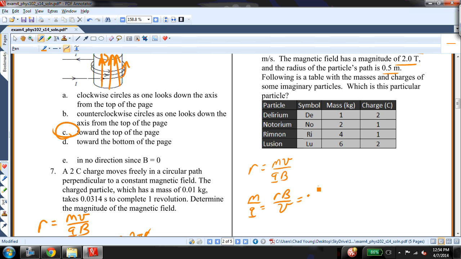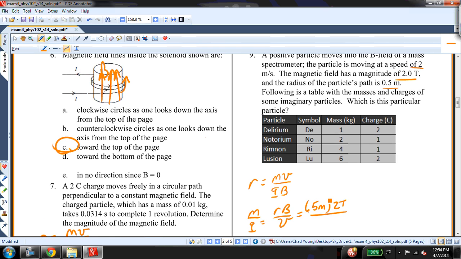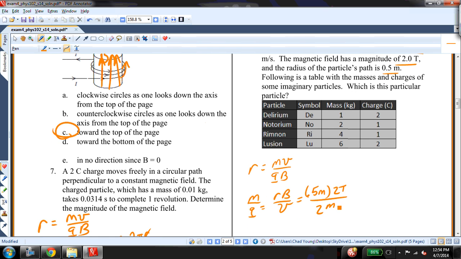R is 0.5 meters. B is 2 Tesla. And V, what is V? 2 meters per second. Now, these aren't very realistic numbers. I just use them to make it easier for you, but your charges will be going much, much faster than this. And so we'll get a mass to charge ratio of 1 to 2.